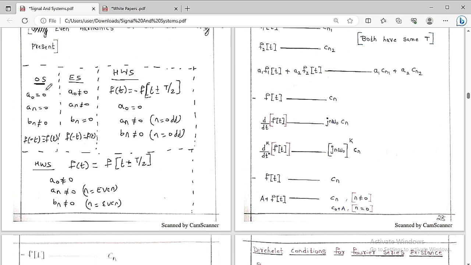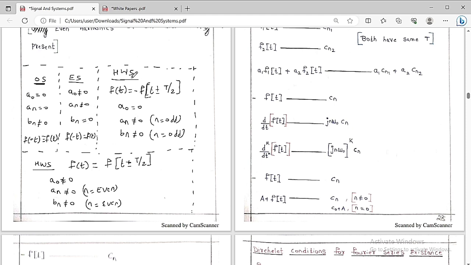For an odd signal, I have already told you, f of minus t is equal to minus f of t. Then a0 is equal to 0 and an is equal to 0 for all values of n, and bn is not equal to 0 for all values of n. For an even signal, f of minus t is equal to f of t, then a0 is not equal to 0, an is not equal to 0 for all values of n, and bn is equal to 0 for all values of n.